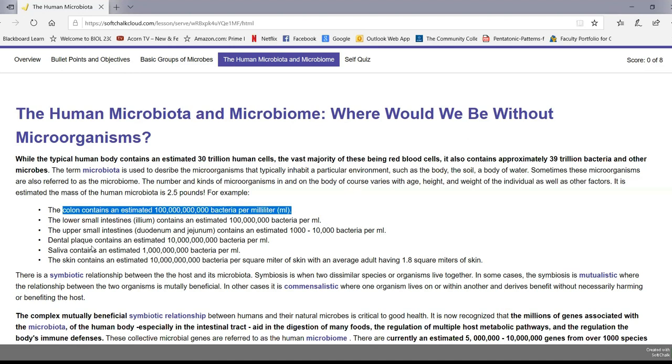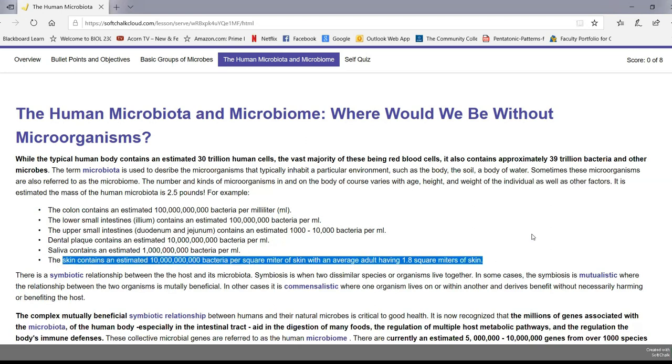Other parts of the body, dental plaque has an estimated 10 billion bacteria per milliliter. Saliva has an estimated 1 billion bacteria per milliliter. And again, a milliliter is about 10 drops. The skin has about 10 billion bacteria per square meter of skin, with an average adult having about 1.8 square meters of skin. So although 10 billion per square meter seems like a lot, it's actually fairly sparse compared to places like the colon. But anyway, as you see, our body is covered with and filled with microorganisms, primarily bacteria.